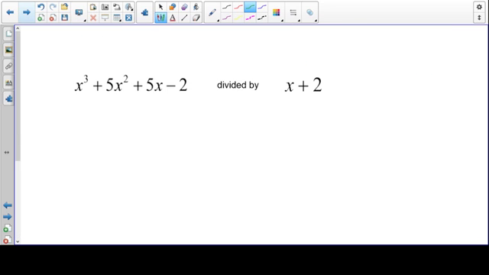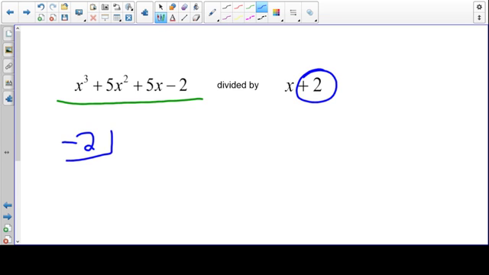First, I take a look, is everything in descending order? Do I have all pieces accounted for? Yes, it's in descending order. I have a cube, I have a square, I have a first, and I have a nothing, because remember, constants are nothing. So I'm going to divide by the opposite of this, so I'm going to divide by -2. My coefficient in front of that cube term is 1. Then I have 5, and 5, and -2.